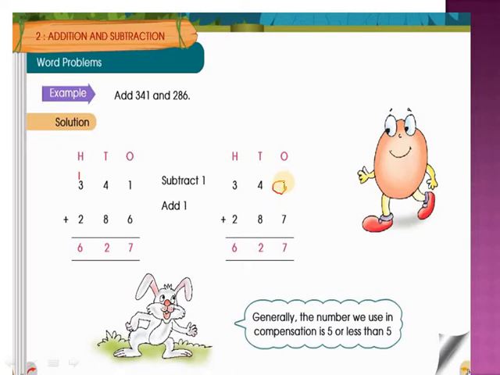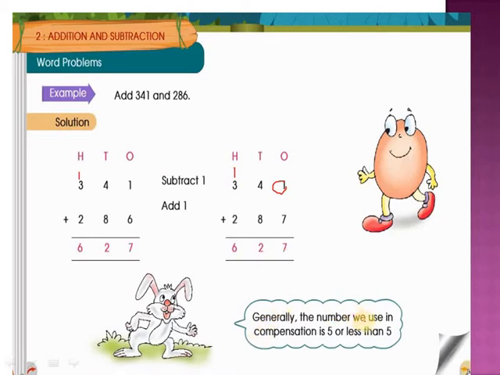287. So when we add this one, 0 plus 7 is 7, 4 plus 8 is 12. Yes, carry over 1, 2. 3 plus 1 is 4, 4 plus 2 is 6. So subtract 1 from this one, add 1 to this number. So we are getting 340 plus 287. When we add, you are getting 627.